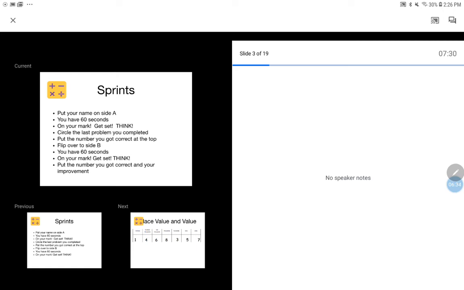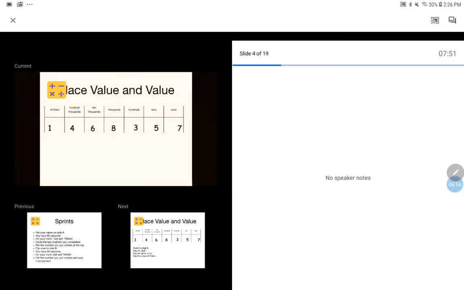Write the number that you got correct on that one and write your improvement. And then just set these over to the side. All right, set these to the side and we're ready to start today's lesson.